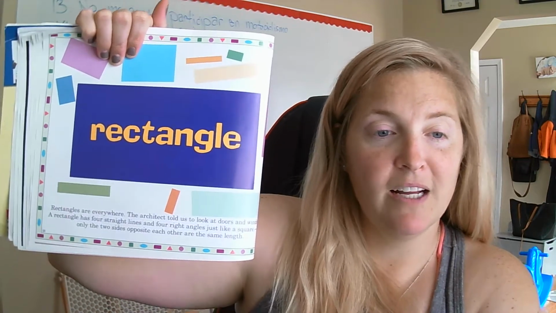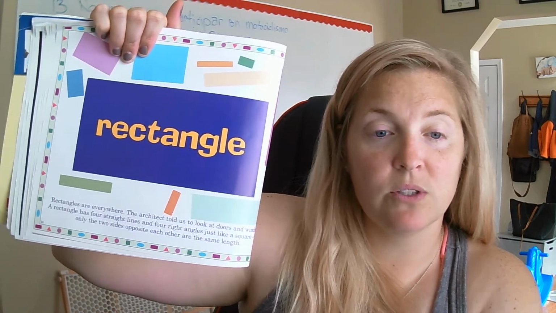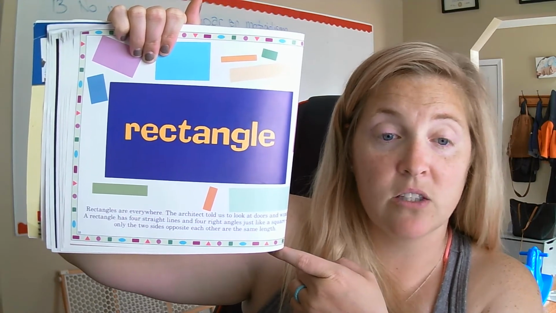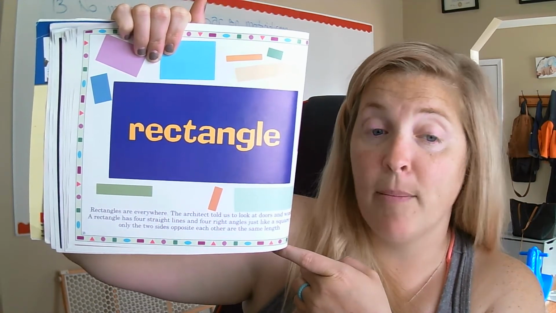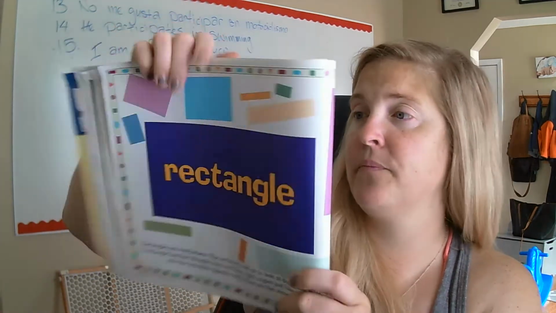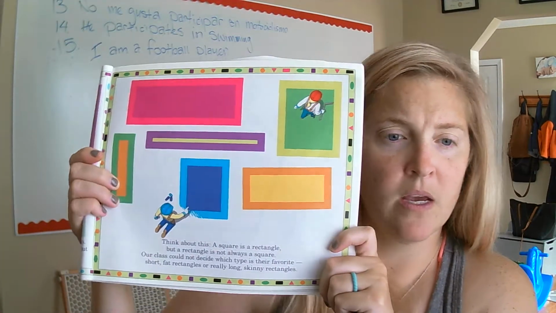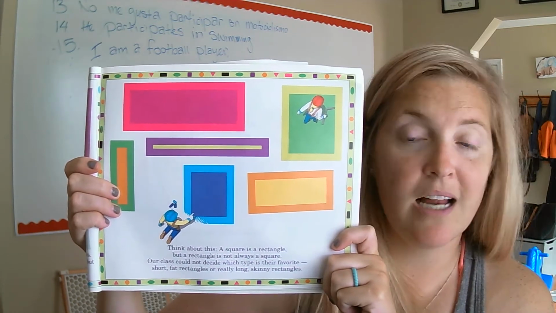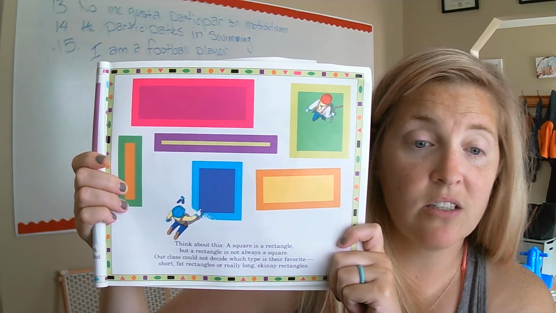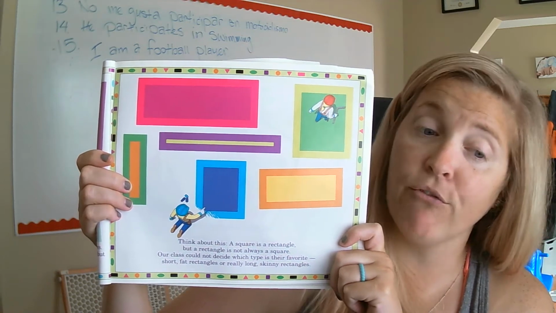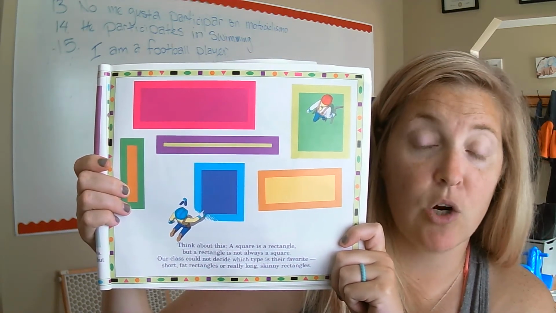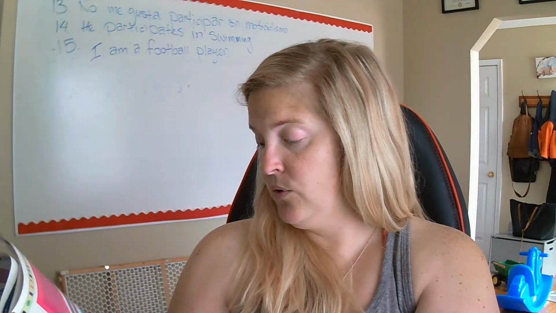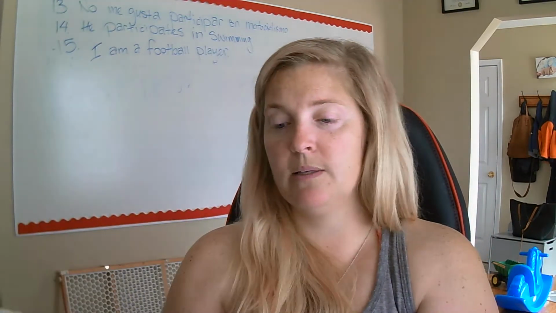Rectangles are everywhere. The architect told us to look at doors and windows. A rectangle has 4 straight lines and 4 right angles like a square. Only 2 sides opposite each other are the same length. Think about this. A square is a rectangle, but a rectangle is not always a square. Our class could not decide which type is their favorite. Short, fat rectangles, or really long, skinny rectangles.